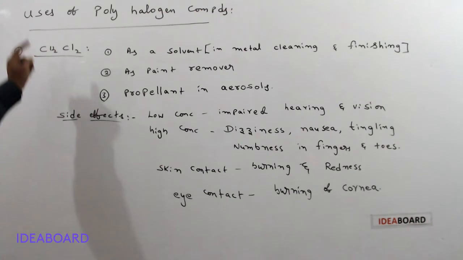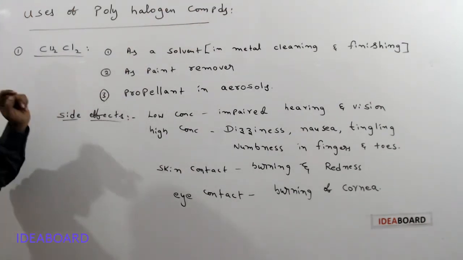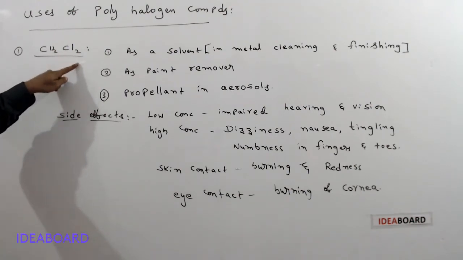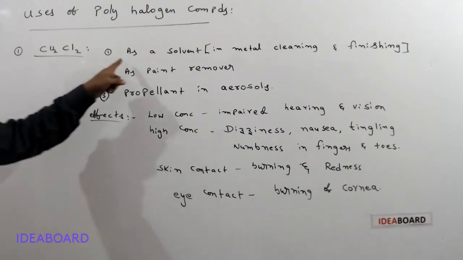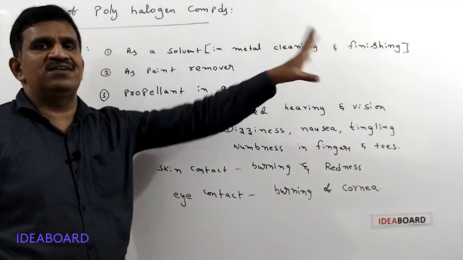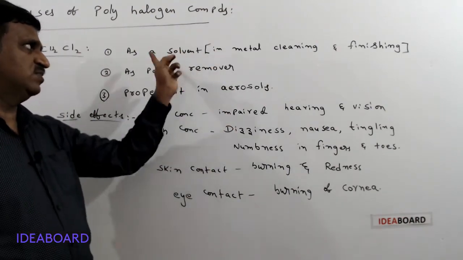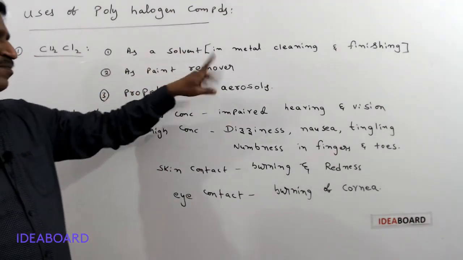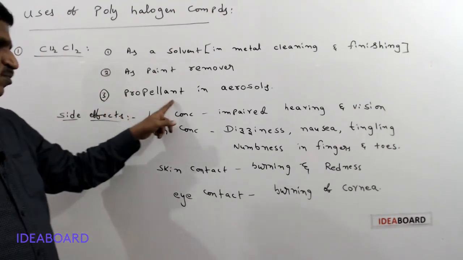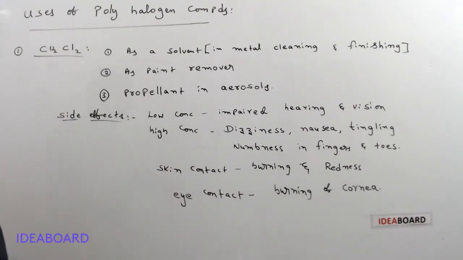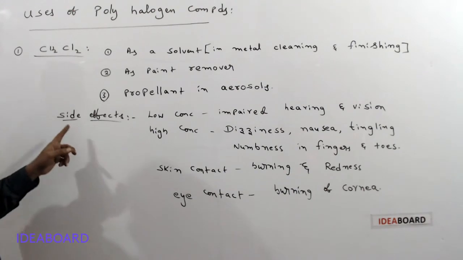The next one, uses of polyhalogen compounds. The first one is CH2Cl2. This is called methylene chloride or dichloromethane. This methylene chloride is mainly used as a solvent in metal cleaning and finishing. In metal cleaning and finishing of metals, we use it as a solvent. And as a paint remover, to remove excess paint, we use this methylene chloride. And as a propellant in aerosols, we prepare aerosols, and in those propellants we are using this CH2Cl2.